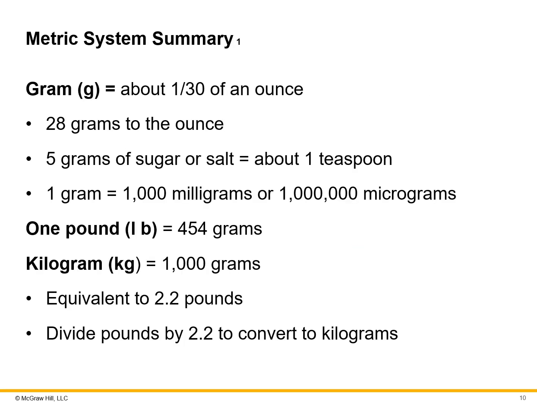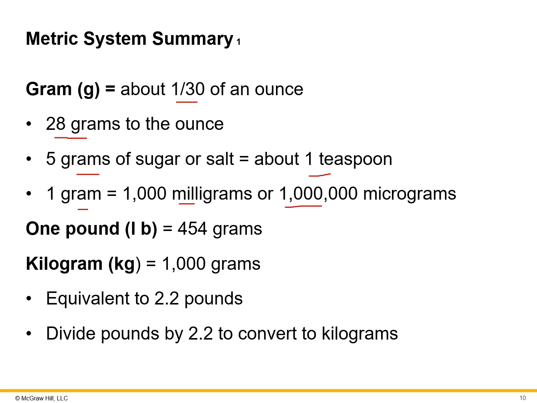All right, so if we see our metric system here, a gram is about 1/30th of an ounce. So it takes 28 grams to get us to 1 ounce. Therefore, 5 grams of sugar or salt is about 1 teaspoon. And then 1 gram, again, just putting those prefixes, is 1,000 milligrams, and it's 1,000,000 micrograms.